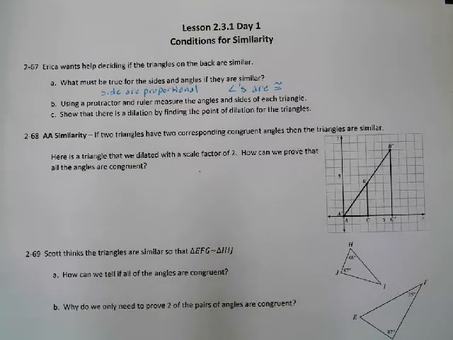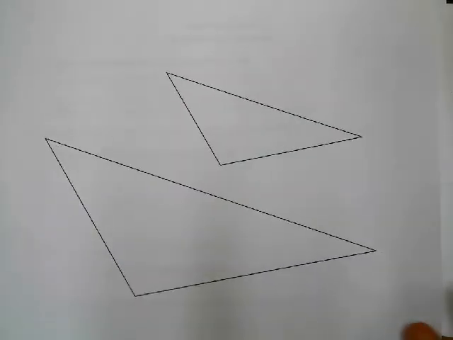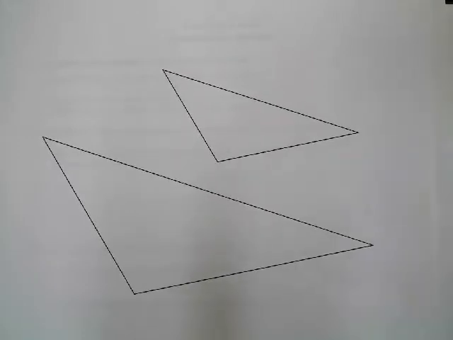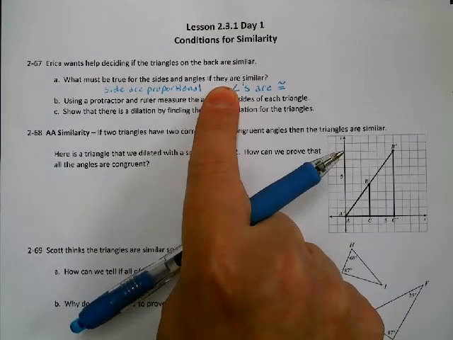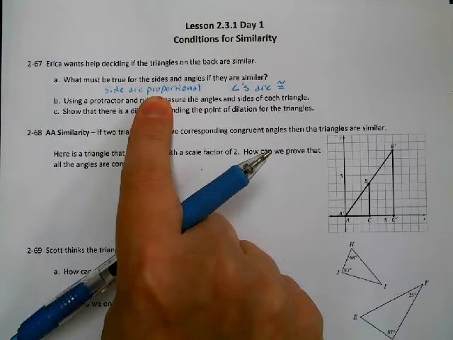So Erica wants help deciding if she has two triangles that are similar or not. Here are the two triangles Erica's looking at, and we want to help her decide: are these triangles going to be similar or are they not similar? So what must be true for the sides and angles if they are going to be similar? We say that the sides would be proportional.